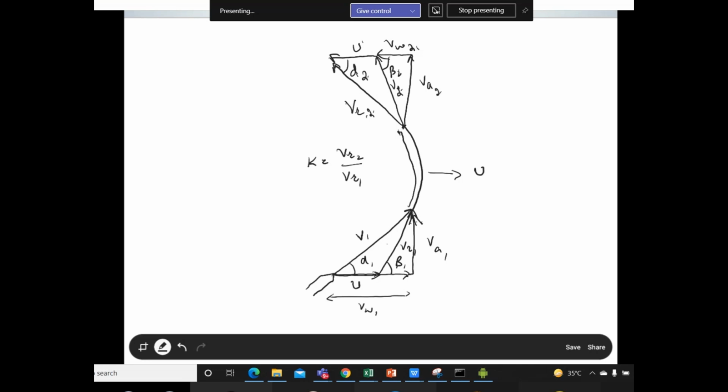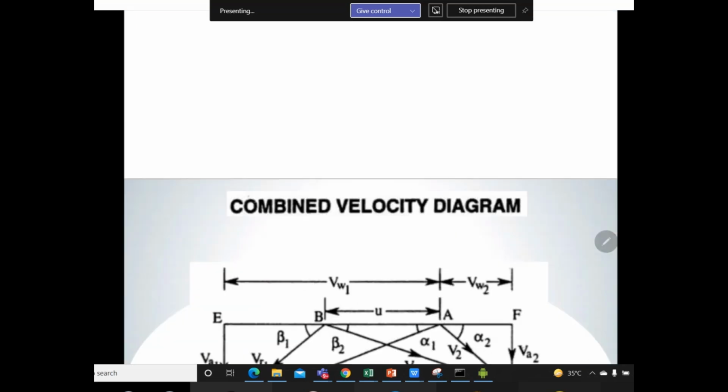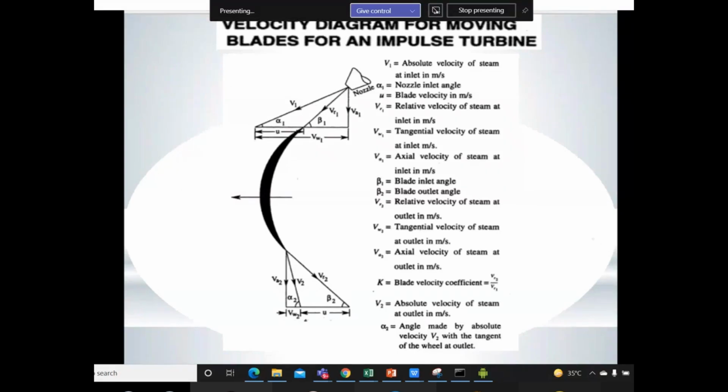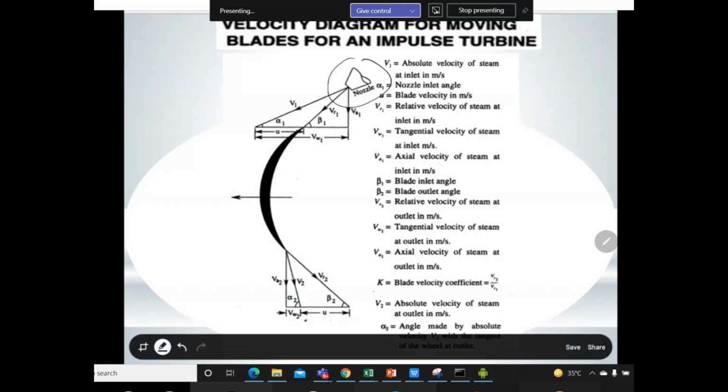I suggest you draw this diagram by yourself so that you will get some understanding. If you want to take some reference, you can take a look at this figure. I have drawn the nozzle at the bottom, while in this case the nozzle is at the top. The rest of the figure is almost the same.